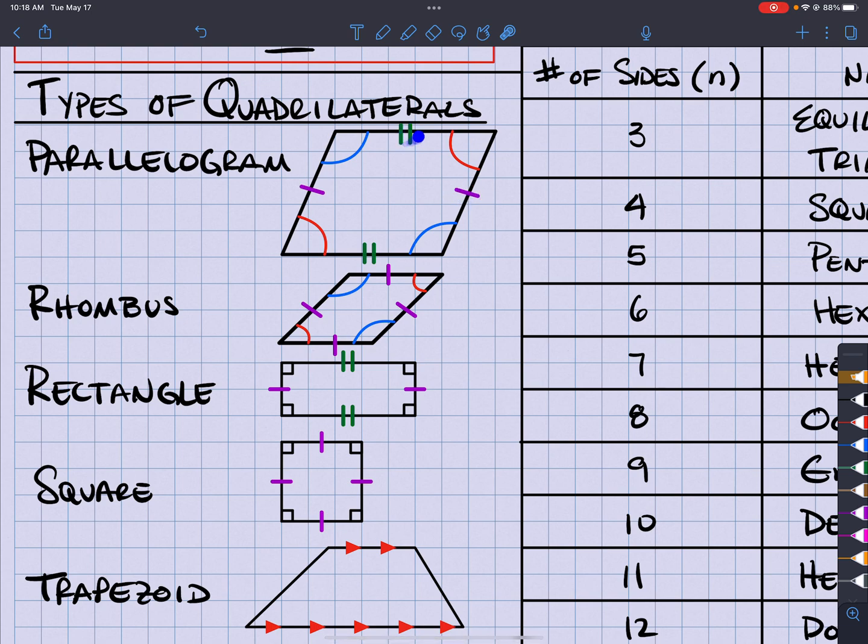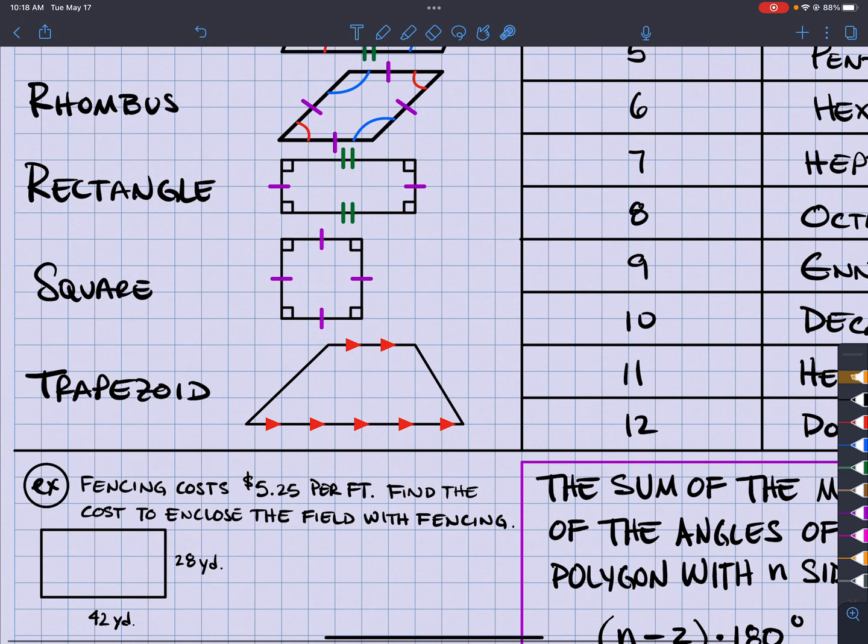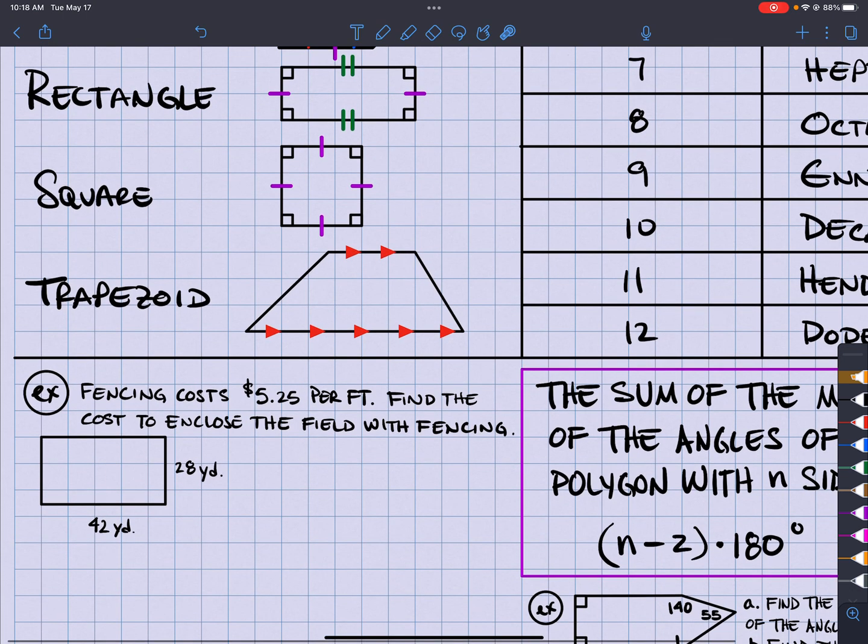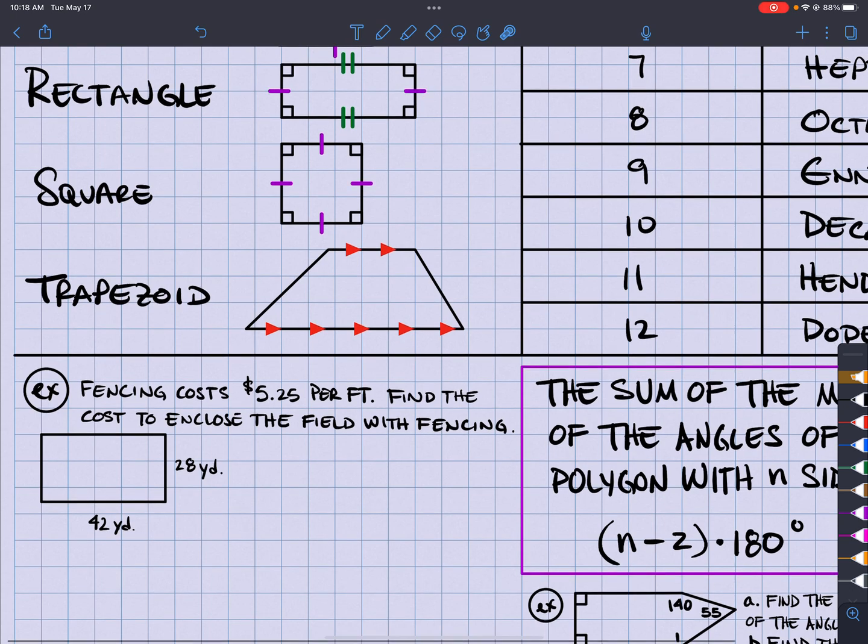However, if these 2 sides were the same, then that'd be called a rhombus. So notice the rhombus, the opposite angles are the same, and all 4 sides are the same. So it's almost like a square that's slightly slanted. Okay, that'll be a rhombus. A rectangle, as you all know, has 4 90-degree angles, and the opposite sides are the same. While the square has those 4 90-degree angles and all 4 sides are also the same.